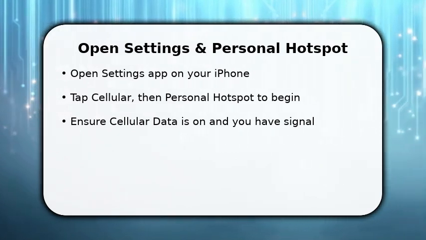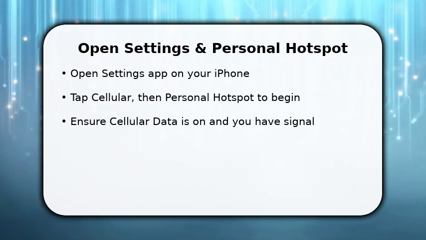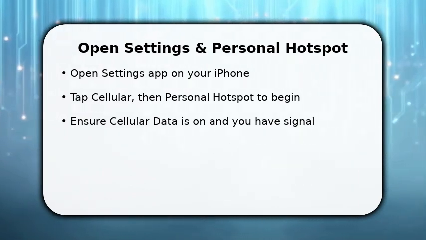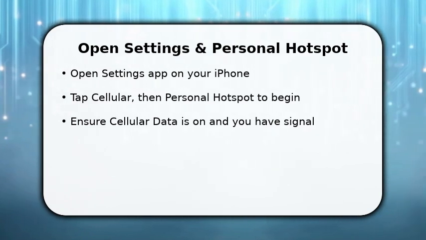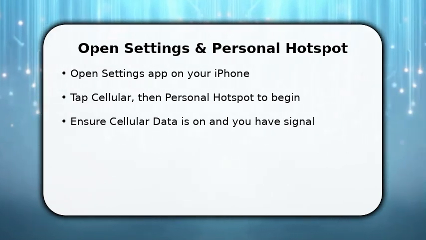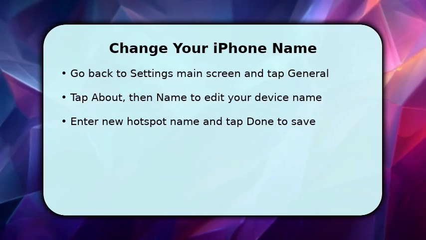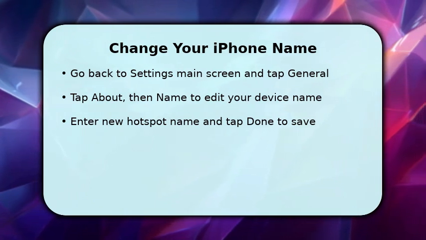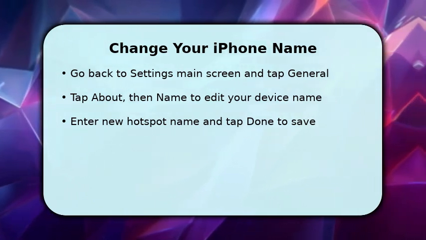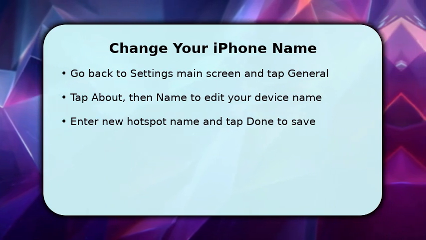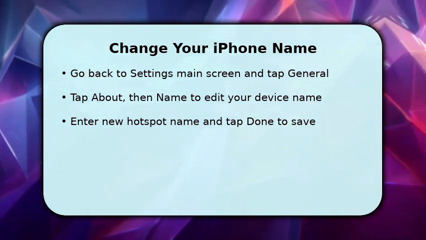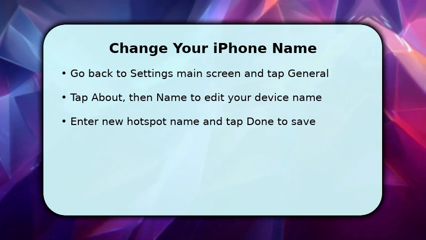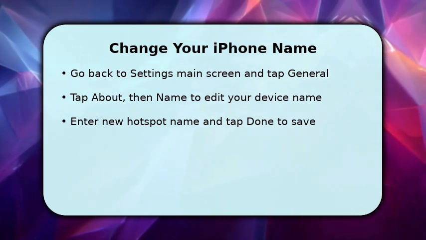Next, we'll change the device name so the hotspot updates system-wide. It's a single change with immediate effect for devices seeking your network. Now change the iPhone name so the hotspot broadcasts the new label. From Settings, go to General, then About, and tap Name. Type the new, recognizable name, keep it concise, and avoid special characters that could confuse other devices. Tap Done. The device name updates immediately.